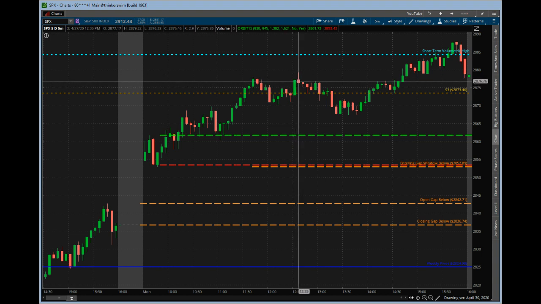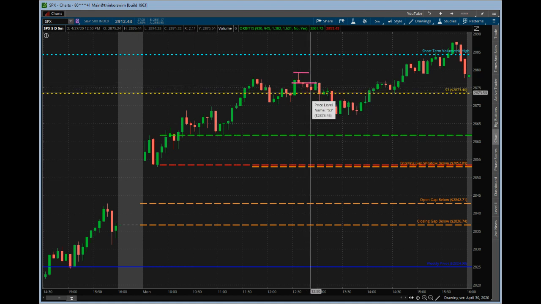It's a beautiful shooting star candle, and your entry is just below there with a stop above here. It ended up working us down pretty nicely. It actually got to the next level pretty quickly. So that's 28.76 to get down to 28.73 for a 3-point move.